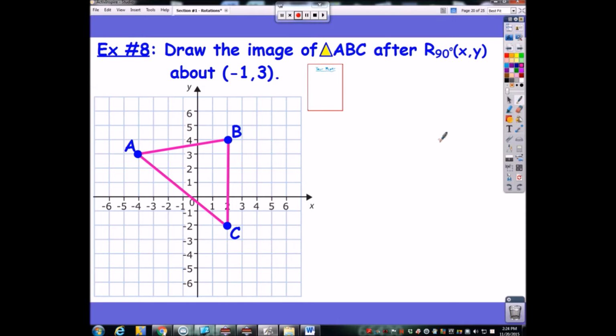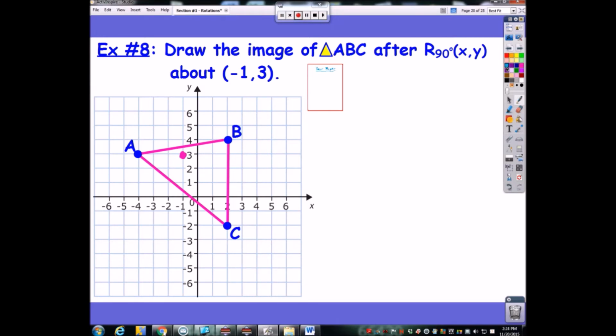All right, so first let's find -1, 3. So -1, 3. We're going to rotate everything 90 degrees around this point. Okay, now we could use, like in the very first example of this video, we could pretend that this is 0, 0. But I just want to show you a different way of doing this problem.